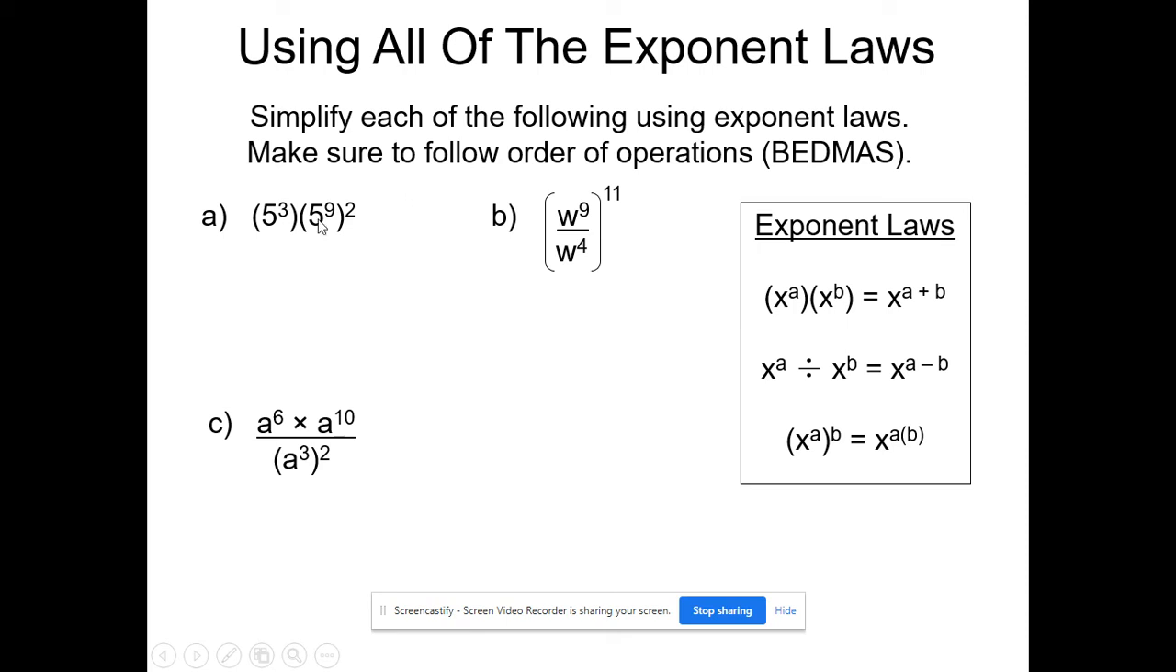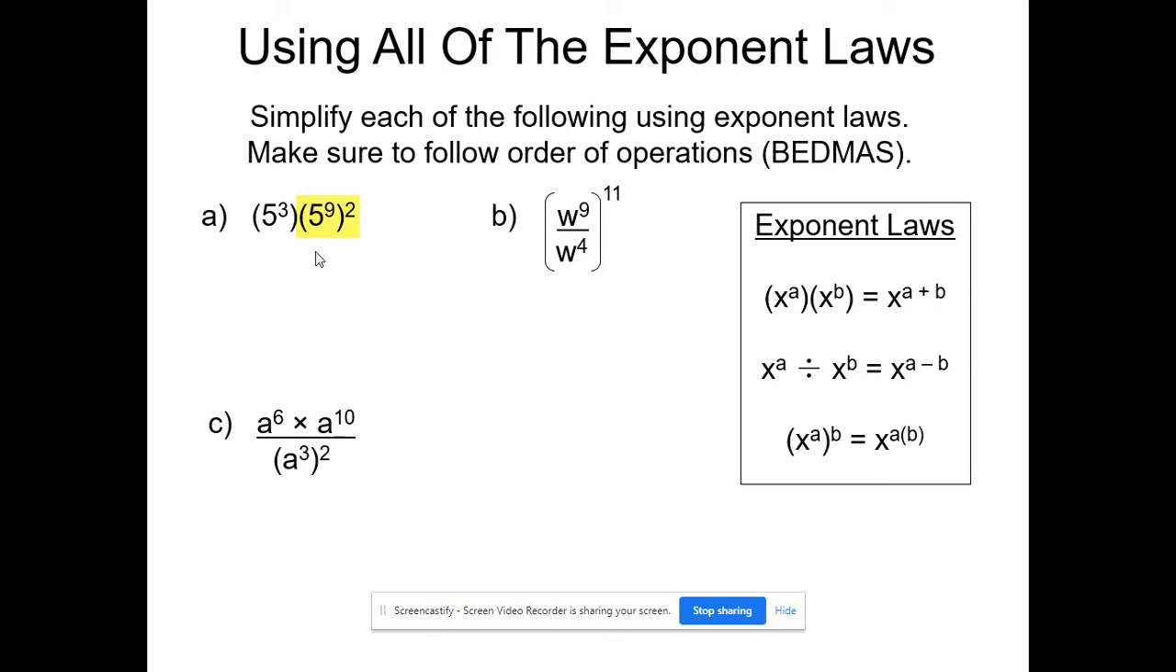So our first question, 5 to the 3 times 5 to the 9, to the power of 2. I notice that I have multiplication, but I also have a power of 2 on top of one of the brackets. So that power of 2 is not on the whole thing. It is just on the 5 to the power of 9. So I'm going to start by doing the power of 2 on 5 to the power of 9.